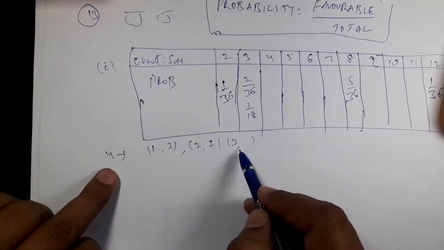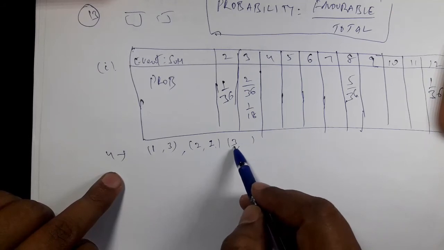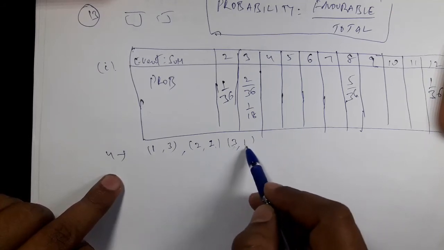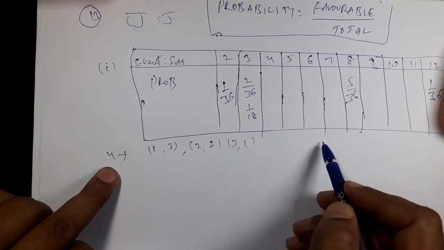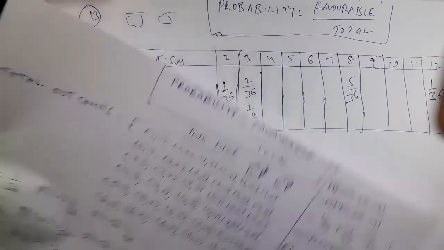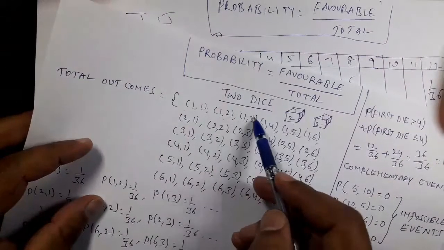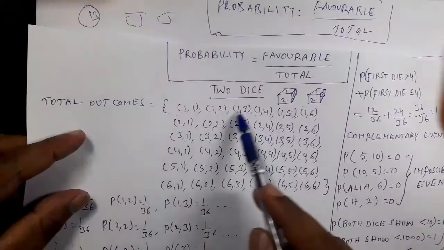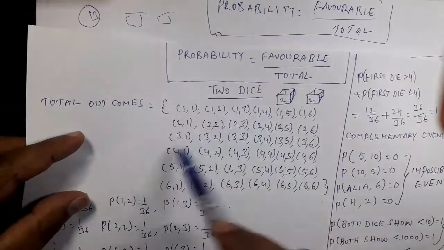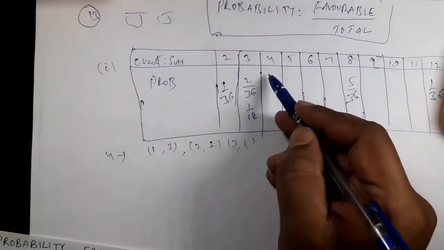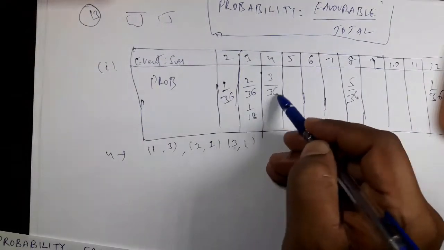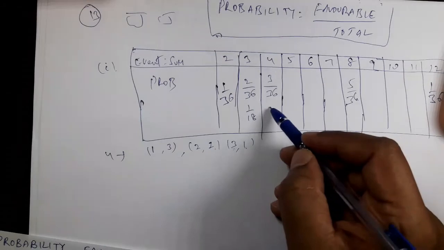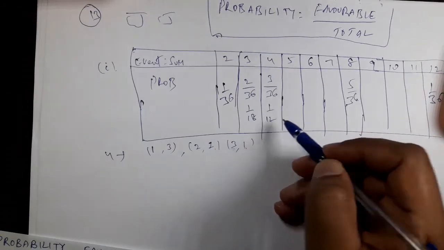If the first one shows 3, the second die should show 1, so that the sum is 4, right? Any other possibility? No. So 3 outcomes, right? In another way also, see this: 1,3; 2,2; 3,1. These 3, right? So 3 outcomes are favorable. 3 by 36, right? Of course, that is 1 by 12.